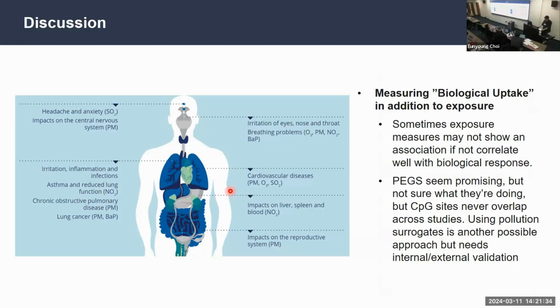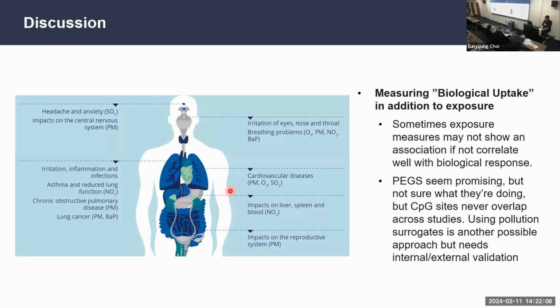Another issue is sometimes exposures may not show an association if they do not correlate well with the real biological responses. Our body clears a lot of what we are exposed to. It's like a self-protecting and coping mechanism. Whatever is left over after the clearance is the biological uptake and can do real damage. But this clearance for sure varies from individual to individual. So some people may have more real damage compared to others, even with the same level of exposure.